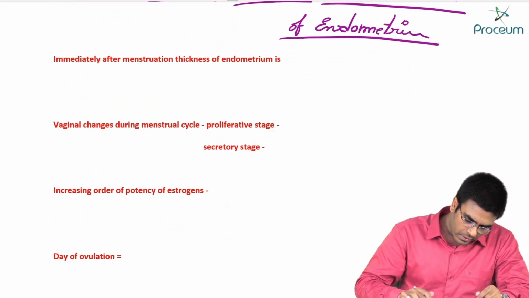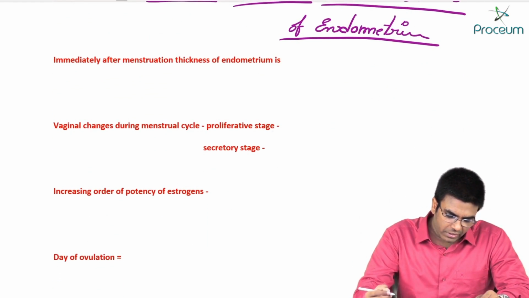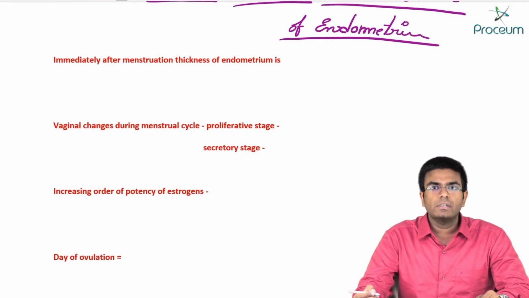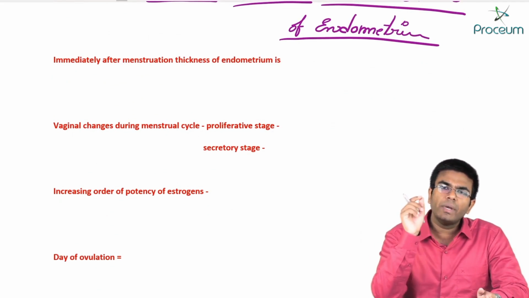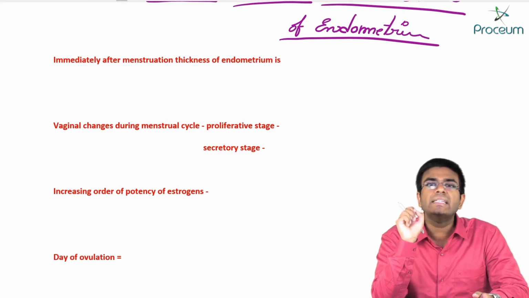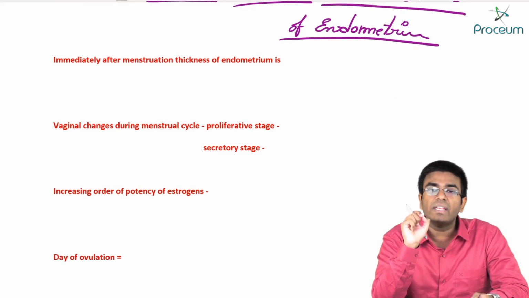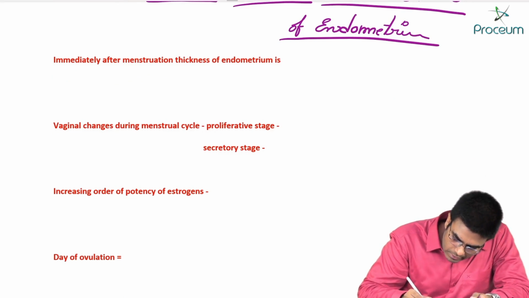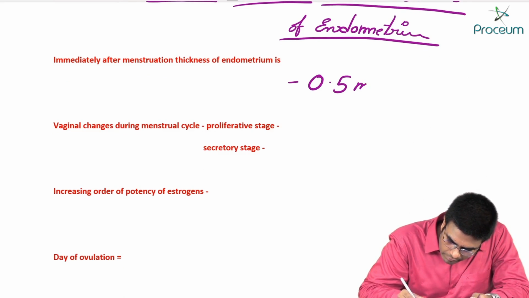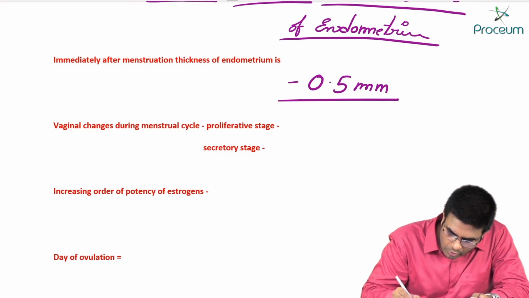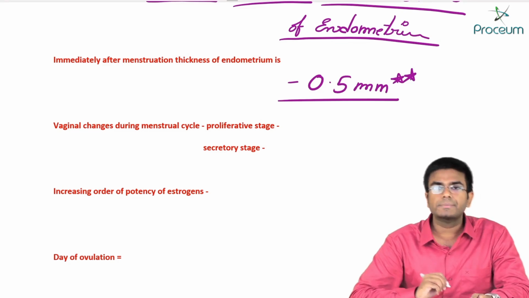Now, immediately after menstruation, thickness of endometrium. So after menstruation, the endometrial thickness is going to be very thin. So what's that? Okay, very important MCQ. That is 0.5 mm thickness. So 0.5 mm thickness.